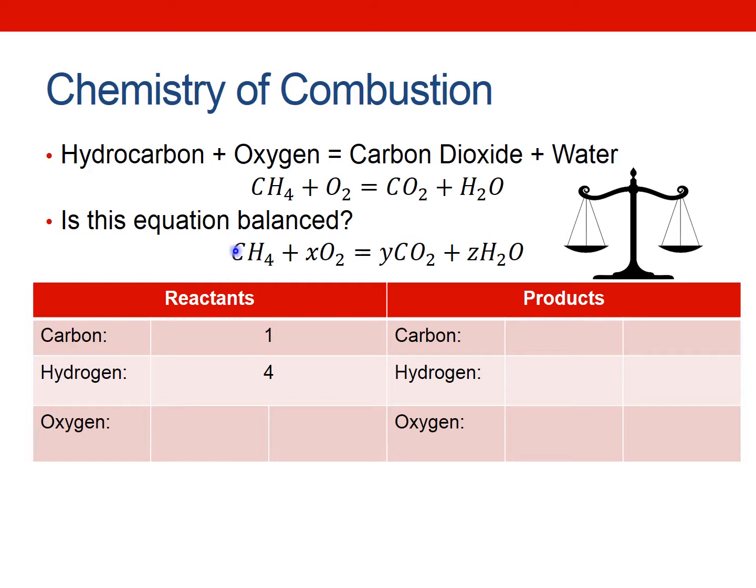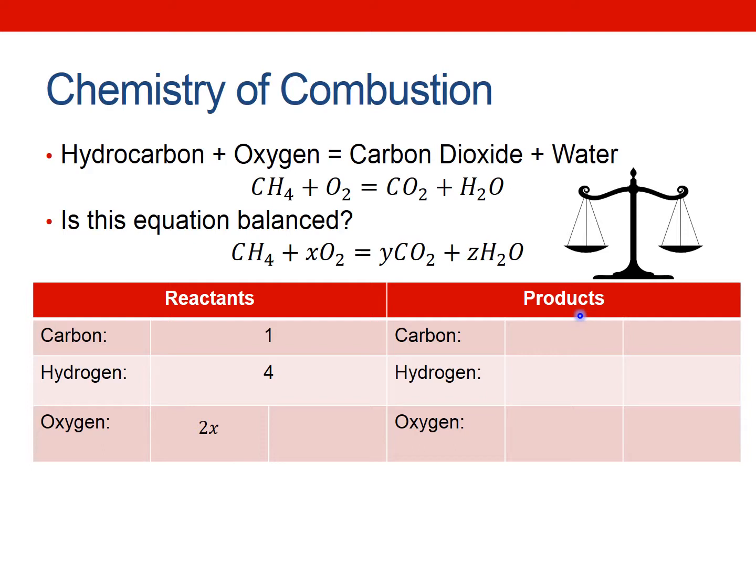So we have 1 carbon in the methane, none in here, so we can put 1 in here. We have 4 hydrogens in the methane, none in the oxygen, so we can put 4 here. Now we don't know how many oxygens we've got here, so instead of putting a number, I'm going to put a formula. So we've got 2x oxygens on the left hand side, yeah, 2x. Let's do the same for the product side.